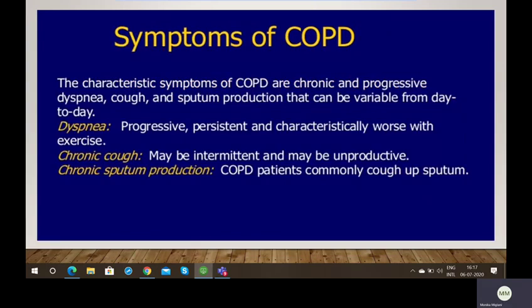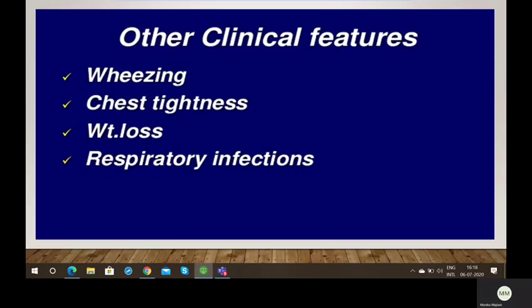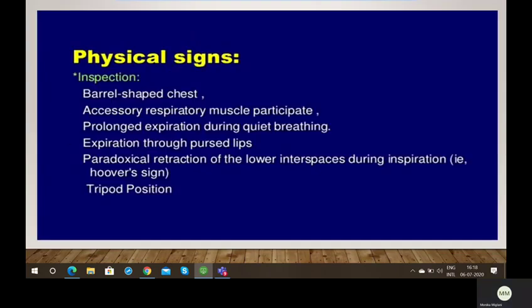Now coming to the symptomatology. Symptomatology includes chronic and progressive dyspnea, cough and sputum production that may vary from day to day. Dyspnea is progressive, persistent and worse with exercise. Chronic cough, intermittent and unproductive. Chronic sputum production, coughing up sputum. Other features include wheezing, chest tightness, weight loss as well as respiratory infections.